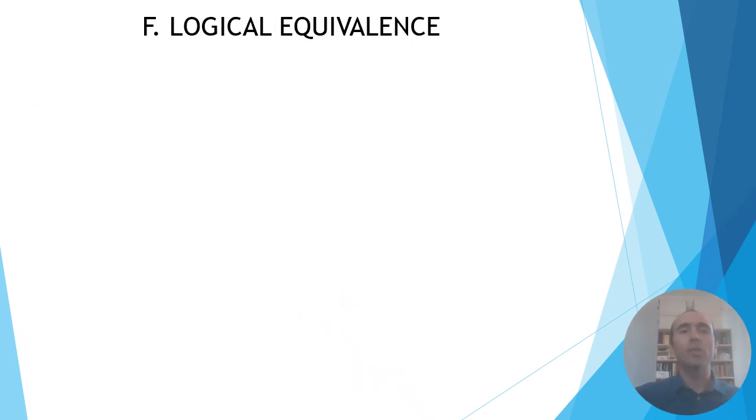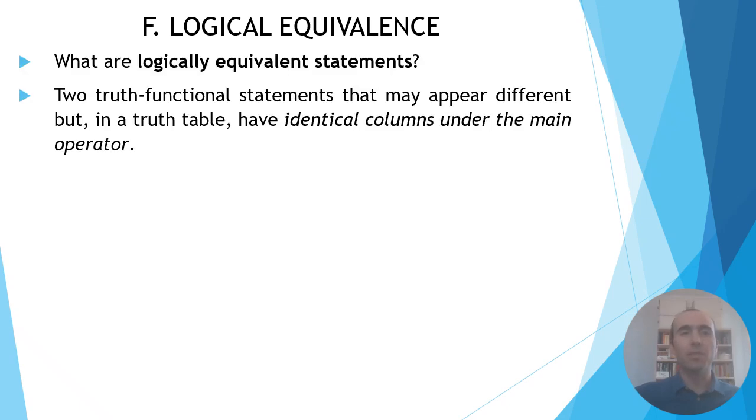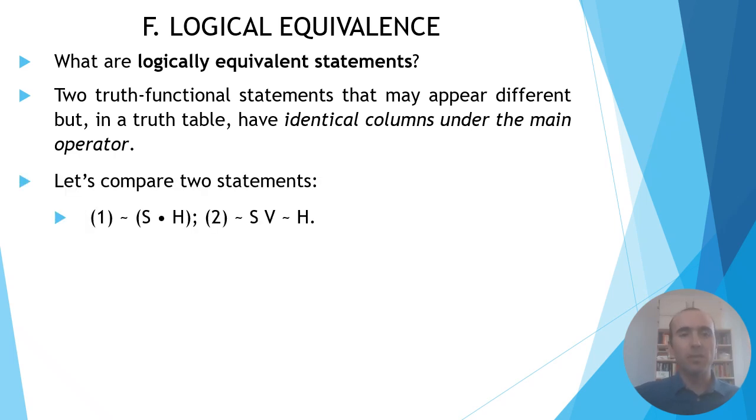Moving on to section F of chapter 7 of Logic by Baronet, what are logically equivalent statements? They are two truth functional statements that may appear different but in a truth table have identical columns under the main operator. Let's compare two statements. The first one is tilde parenthesis S dot H. The second statement is tilde S wedge tilde H.